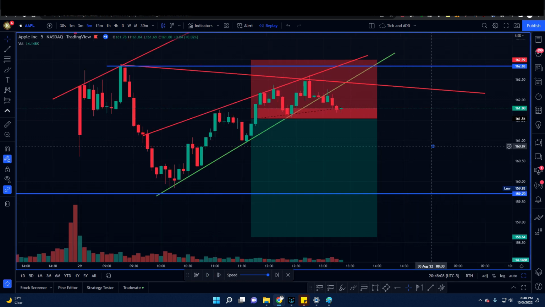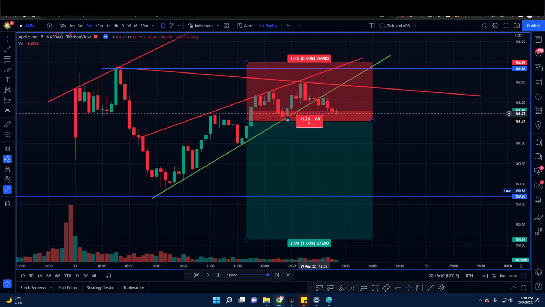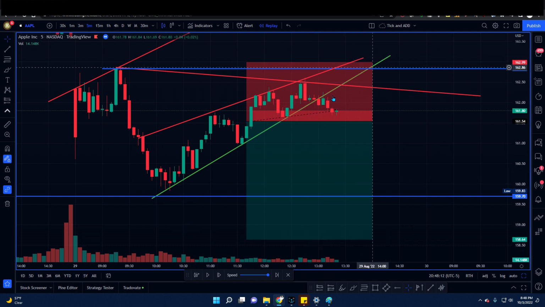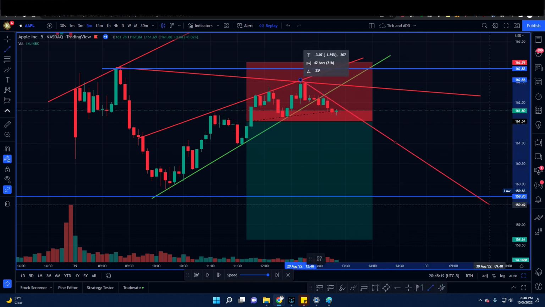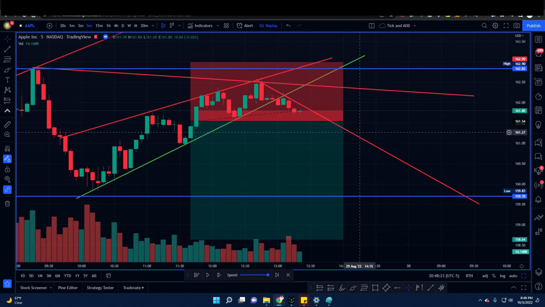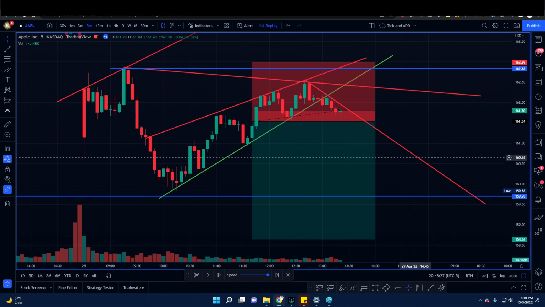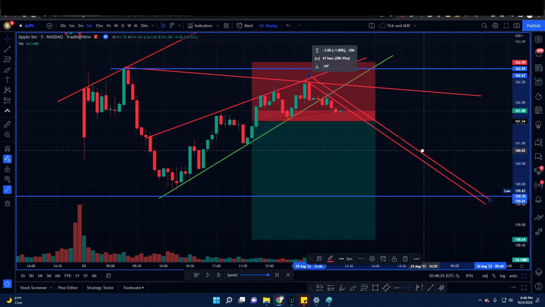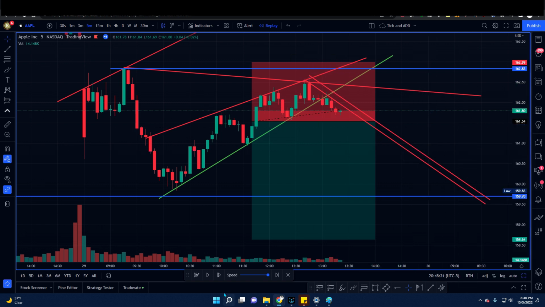Okay, so now this has failed. This green line has failed. Okay, and we're actually able to connect another red line here. So let's extend this all the way down. Let's anticipate selling on this red line if the trend is to continue down. Okay, let's actually spread this out a little bit, make it a zone.